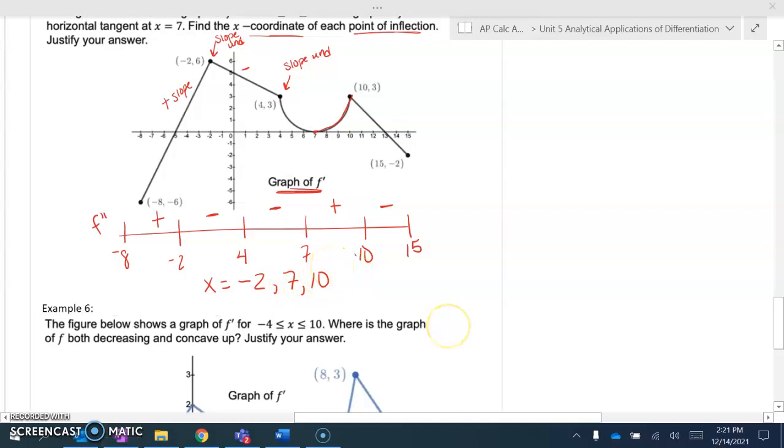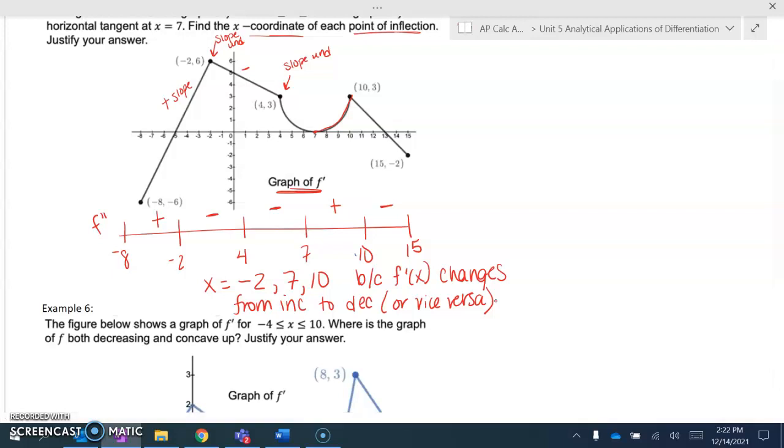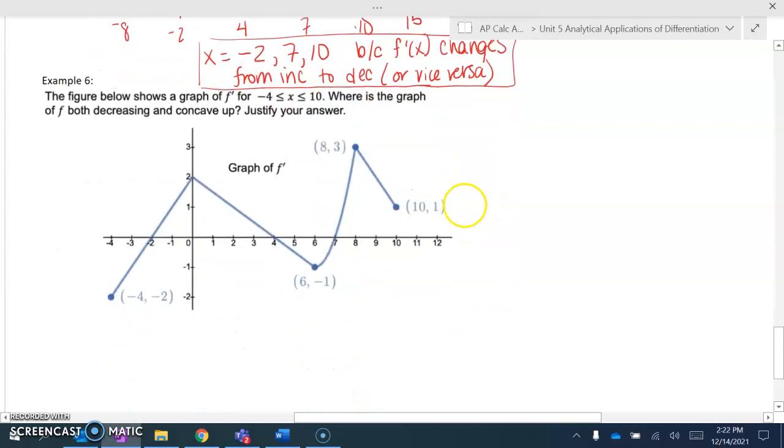And our justification would be because f prime, because they gave us f prime, changes from increasing to decreasing or vice versa. You could say that f double prime changes signs at those locations, but you're better off referring to what they give you. Since they gave us f prime, I'm going to refer to that. All right, try the last one here.